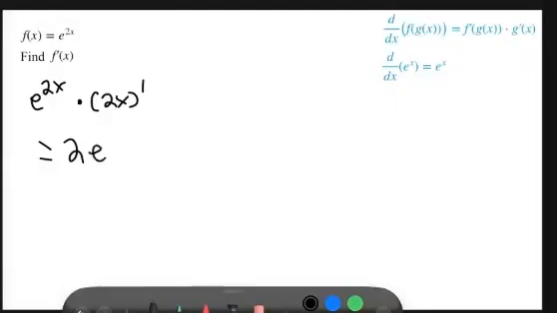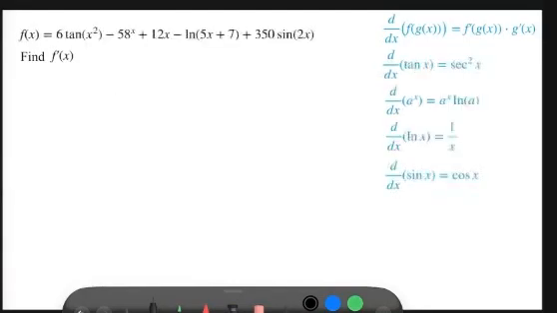So we get 2e to the power of 2x. Very quick chain rule example. This one looks intimidating, but it's really just several basic derivative rules combined. Let's do each term separately.